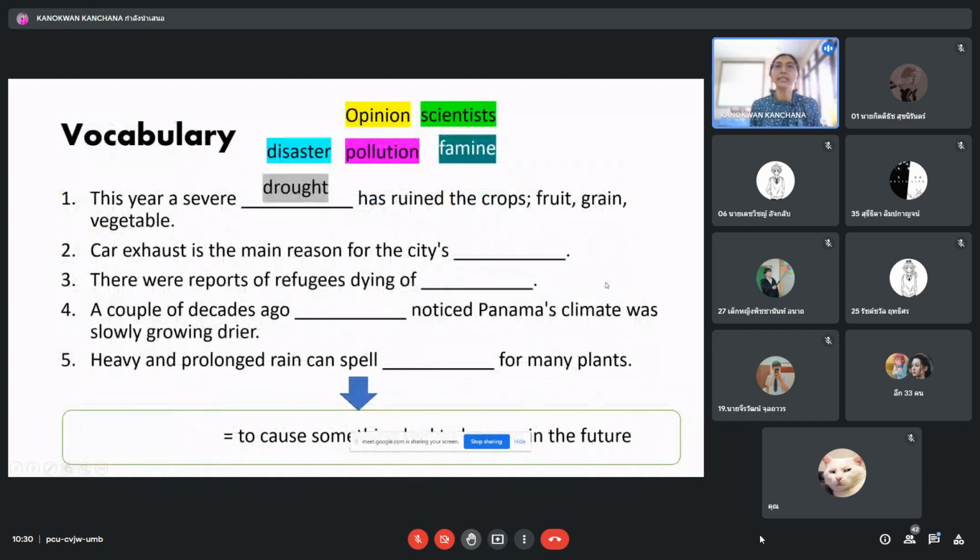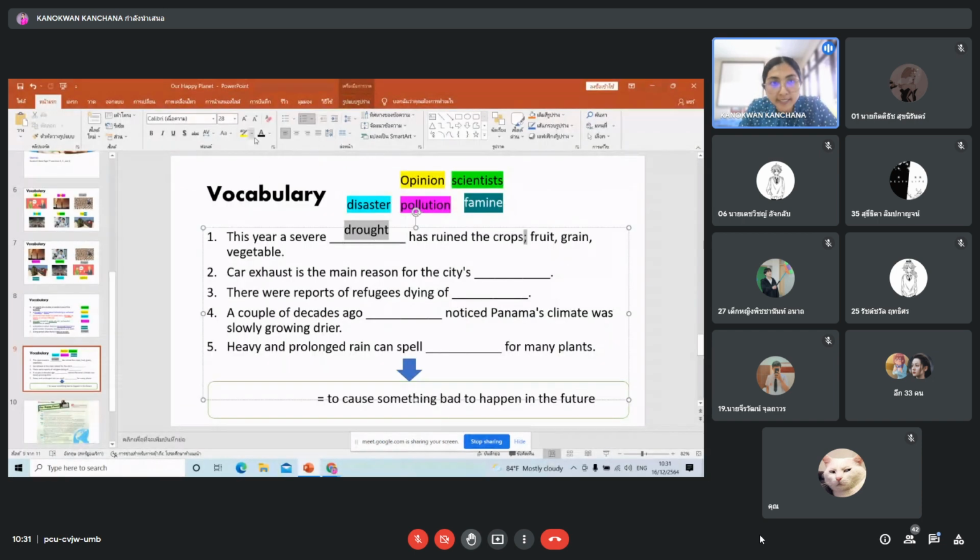Okay, so we're going to read these together, everyone. This year, a severe drought has ruined the crops. Note the pronunciation of the ed ending, ruined. This year, a severe drought has ruined the crops, fruit, grain, vegetable. These are examples of crops, okay? So I'm going to show you this. If you see this side, everyone, 1, 2, and 3, these are the examples of this word. So crops means fruit, grain, and vegetables.